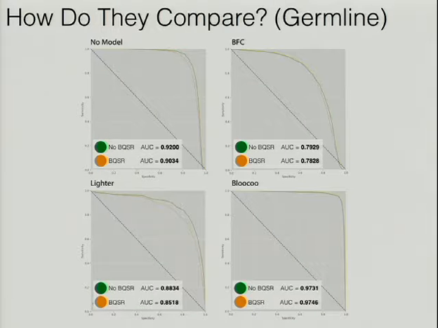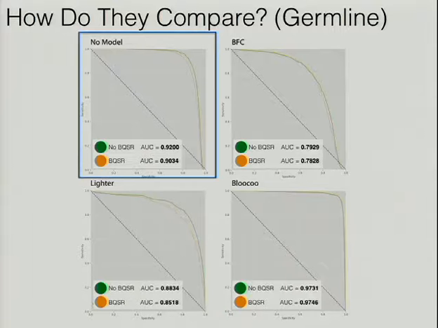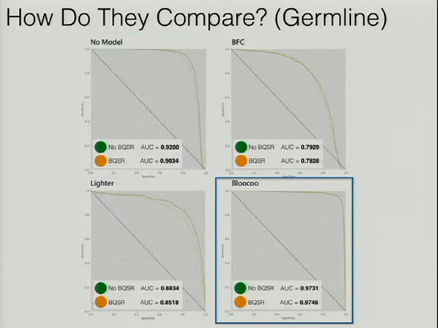So how do the models compare? For the germline, the no model condition performed better than BFC and Lofreq for both base recalibration conditions. For BlueCoo, we saw the best performance, and it was comparable between the no BQSR and BQSR conditions. And here the AUCs were 0.9731 and 0.9746 respectively. We saw a clear difference between no BQSR and BQSR in the Lofreq and no model conditions here.